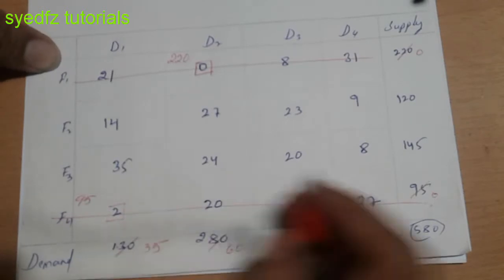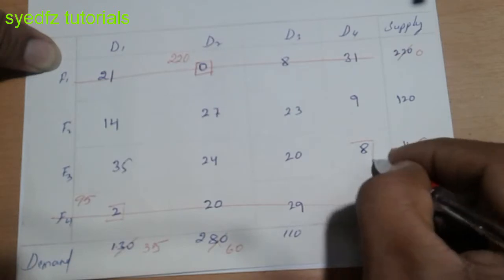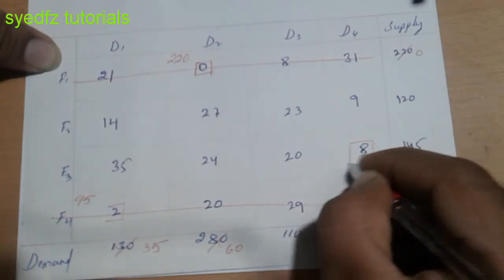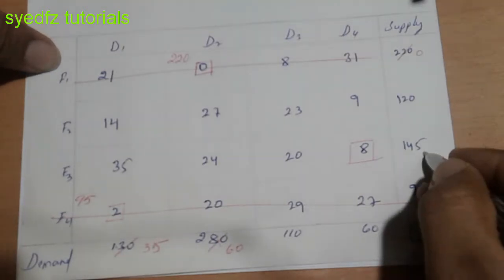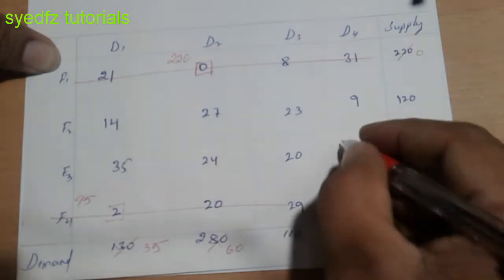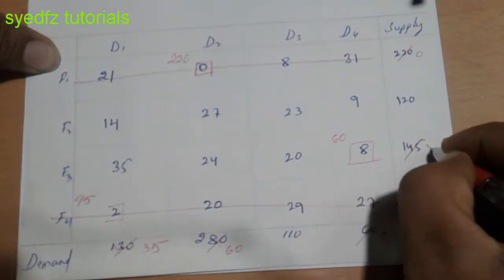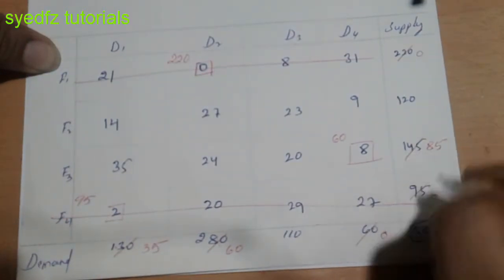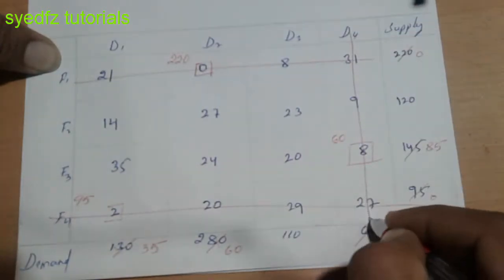Now which is the minimum? 8 is the minimum. Take the 8. 60 is the demand and 145 is the supply. So we can fulfill this demand from this supply, and 85 is the remaining. Demand is over, so this column will be eliminated.